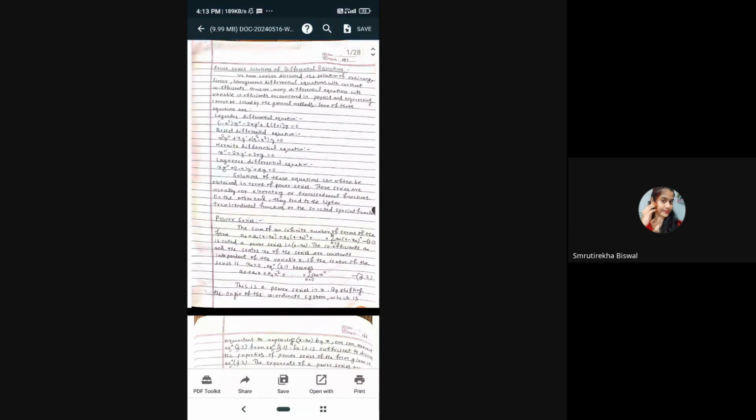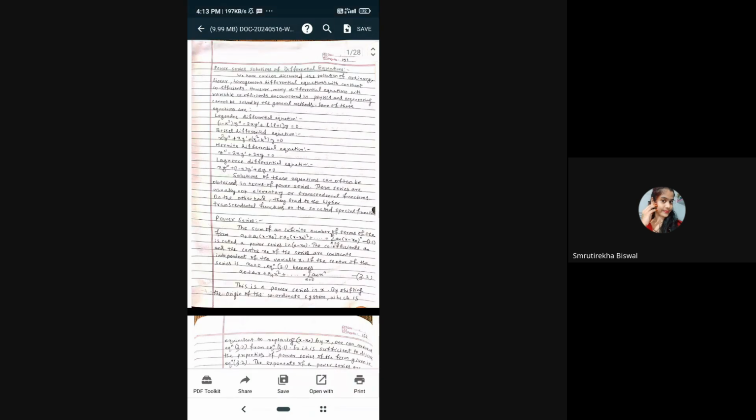I have earlier said that this type of equation can often be solved in terms of power series. These series are usually not elementary or transcendental functions. On the other hand, they lead to the higher transcendental functions, the so-called special functions. So these types of functions are usually called special functions. So what is a power series? The power series is used to solve these special functions. So let us have an idea of what a power series is.